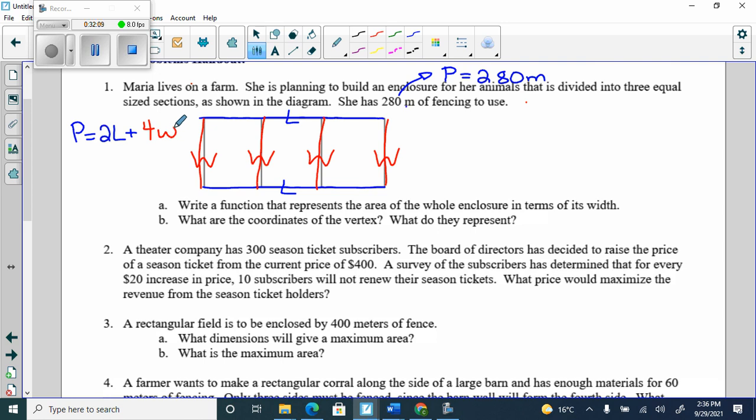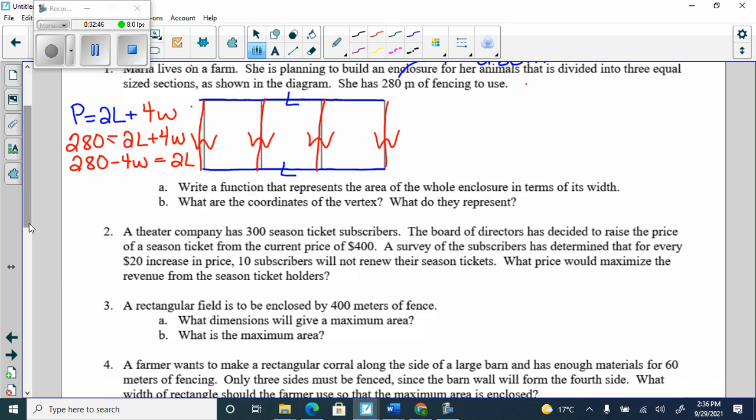So now I have 280 equals 2 lengths plus 4 widths. And I'm still going to have to isolate one of the variables, aren't I? I'm still going to do length. So what's the first thing I need to move over? 4W by subtracting it, right? So I'm going to get 280 minus 4W equals 2 lengths. But I want length. So how do I get length by itself now? Divide by 2. Every term.